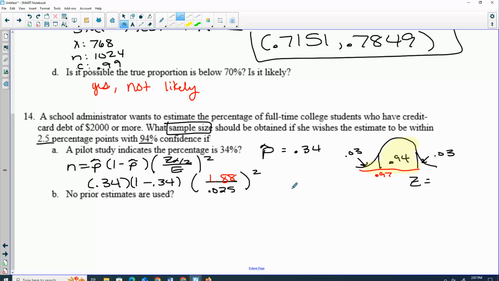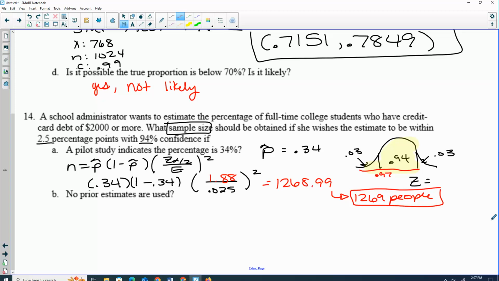So then we type this in. We get 1268.99. We always round this up, so it's 1,269. Right. Hardest part about that is finding the Z. Does everyone understand where I got that?